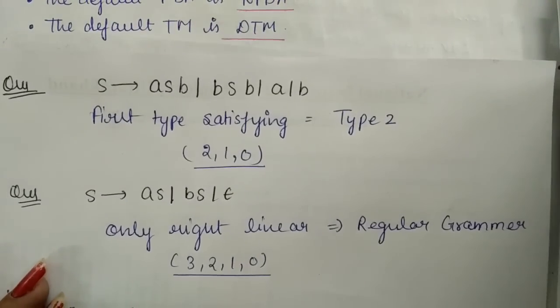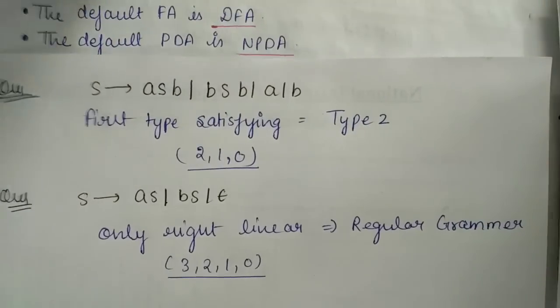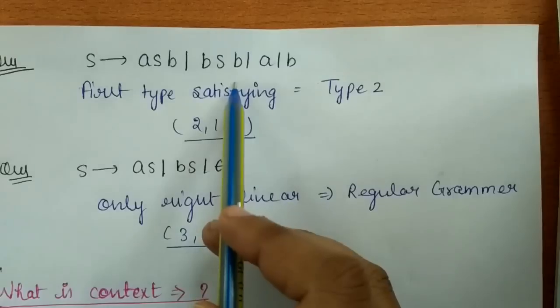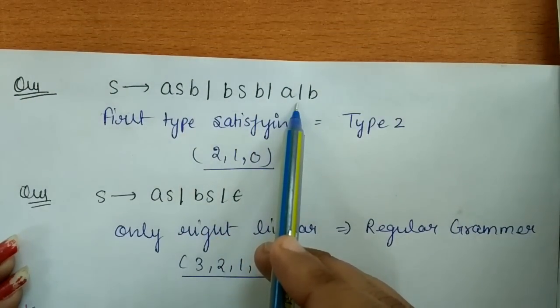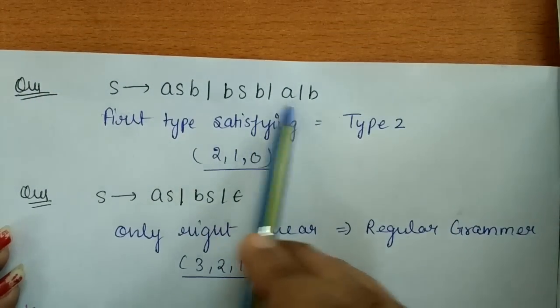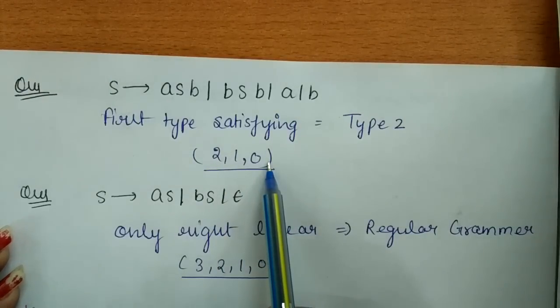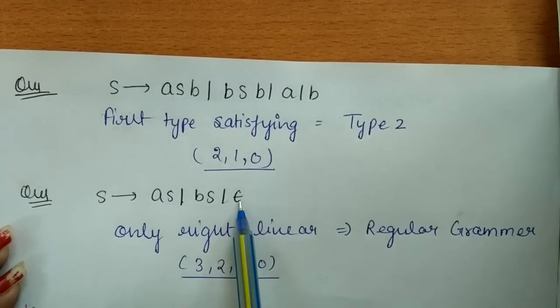Now coming to this example, for this grammar we will check: it is not of type 3, it is of type 2, then it will be of type 1 and type 0. Okay. Now for this grammar, it is a right linear grammar, so it will be of type 3, and then type 2, type 1 and 0.